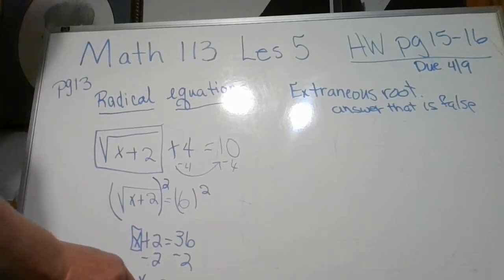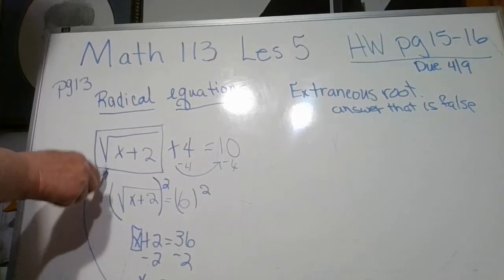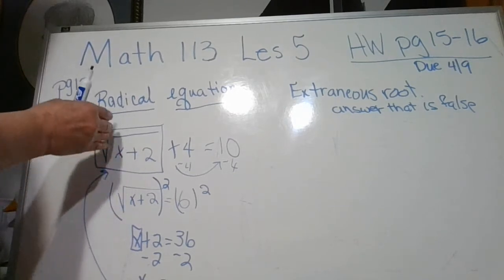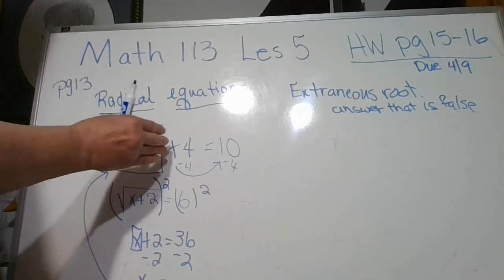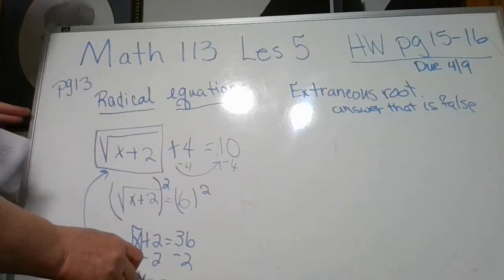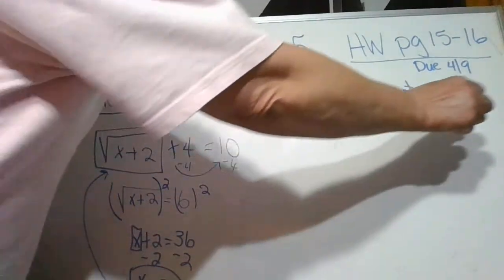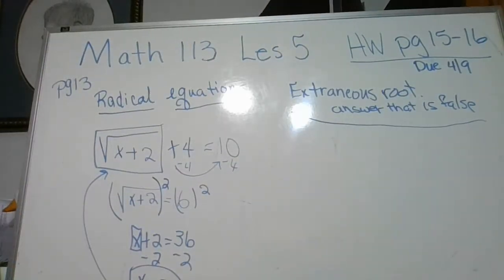So let's check it. 34, back up here. 34 plus 2 is 36. The square root of 36 is 6 plus 4 is 10. So yes, that one works. If it didn't work, it would be an extraneous root, and when you tried to check it, it would be false. Okay, that's the only example on that one. Just be careful when you're doing that.